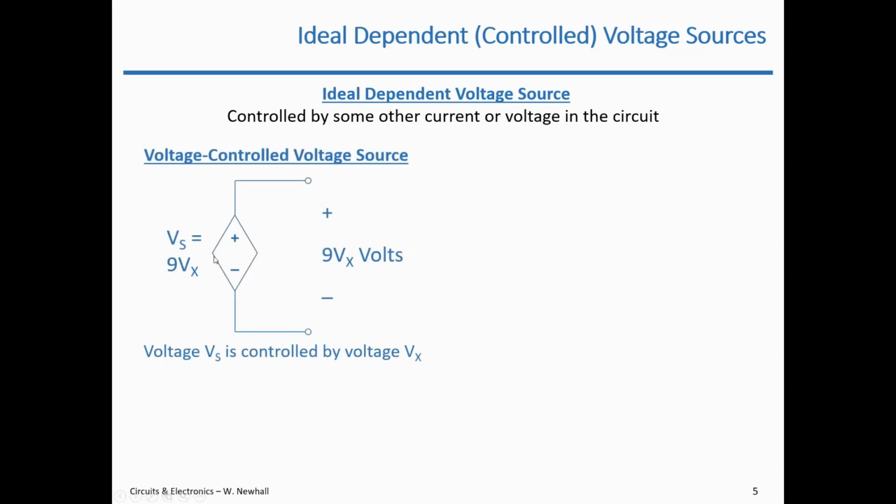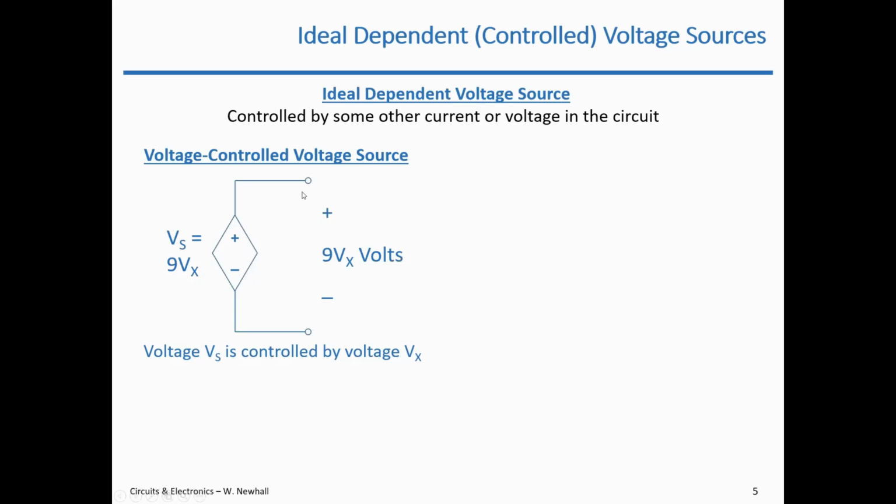So this is the schematic symbol. Again, the diamond means controlled. The plus and the minus mean voltage source. And you'll see specified for this voltage source, I have Vs equals 9 times Vx. So Vx is some voltage somewhere else in the circuit. We'll talk about this later, but somehow this voltage source has some connection. It knows what Vx is, and its output will be 9 times that, in this example.